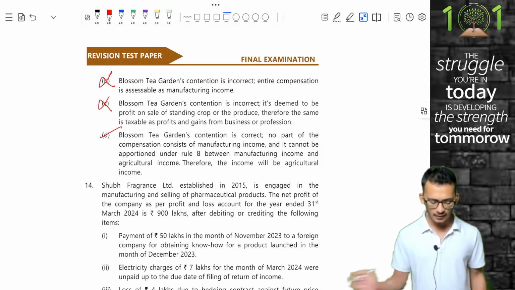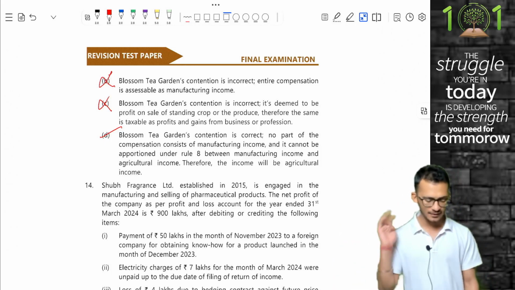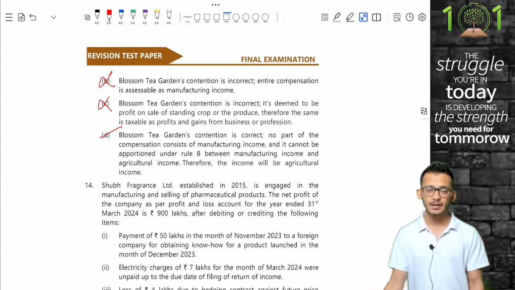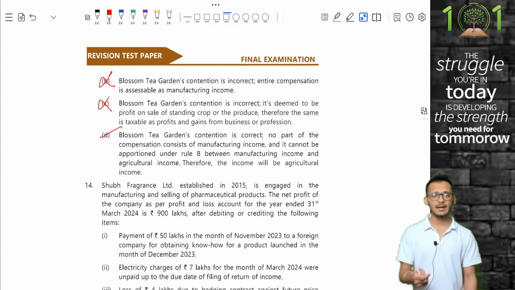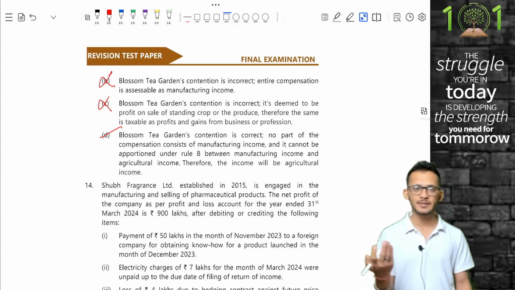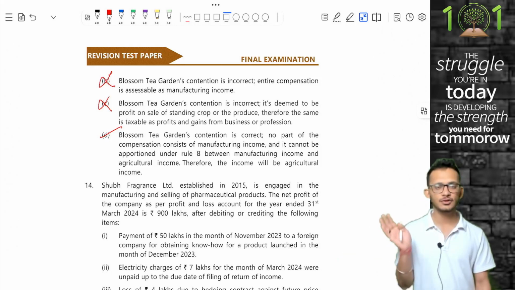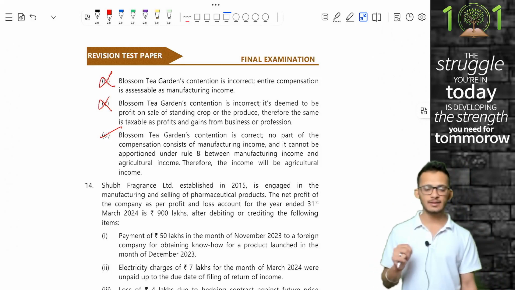Now read D. It says Blossom Tea Garden's contention is correct. No part of the compensation consists of manufacturing, like we discussed. It cannot be apportioned under Rule 8 between manufacturing and agriculture because there is no manufacturing, and therefore the income should be agriculture. I fairly think this is the right answer. There is a tea product, damaged, sold off to the insurance company, and insurance money received back. Had you not sold it to insurance also, it would have been agriculture. If you sell it to insurance, the fact will not change. It will still be agriculture. Option D looks like the better option.